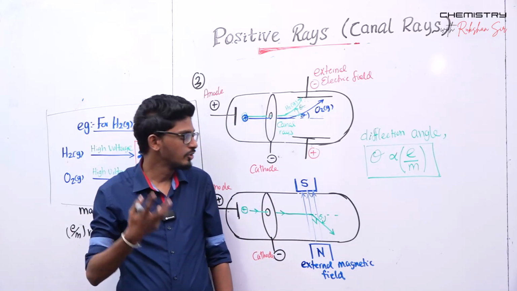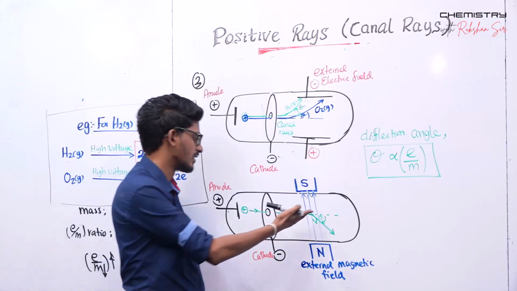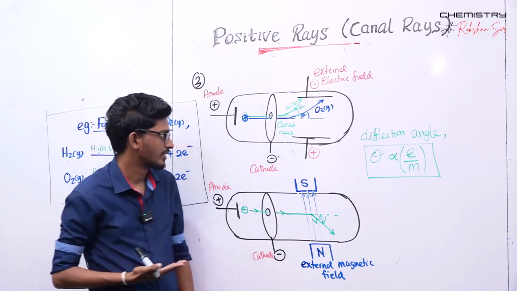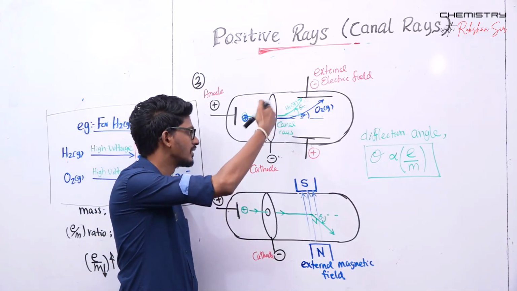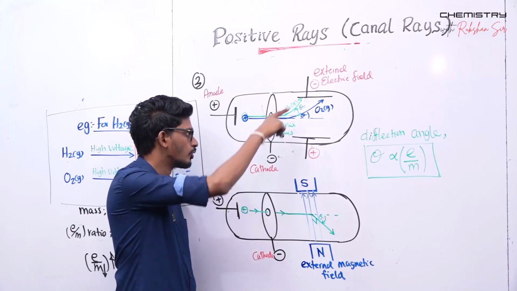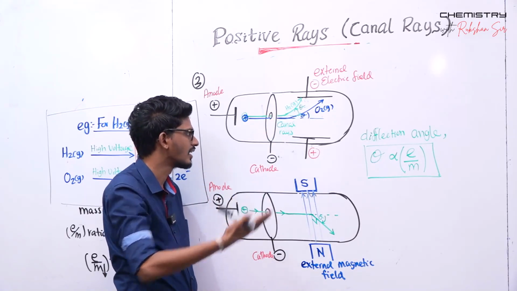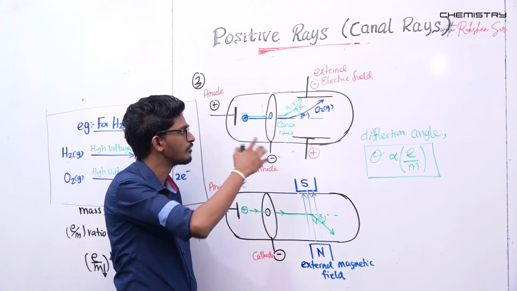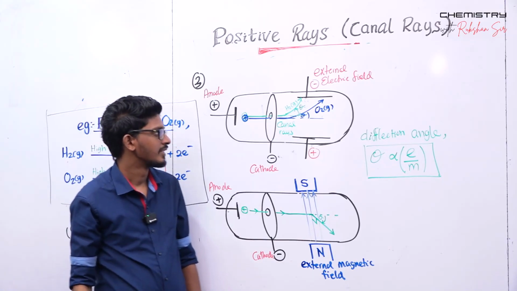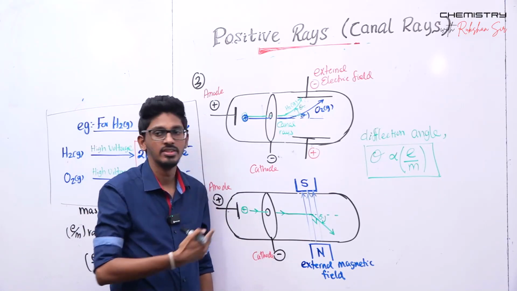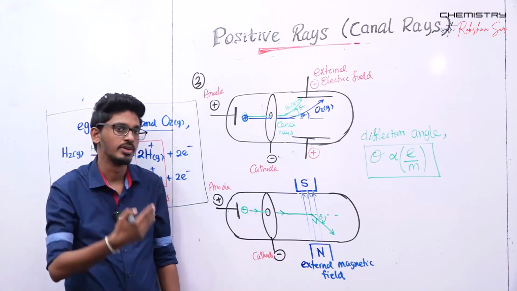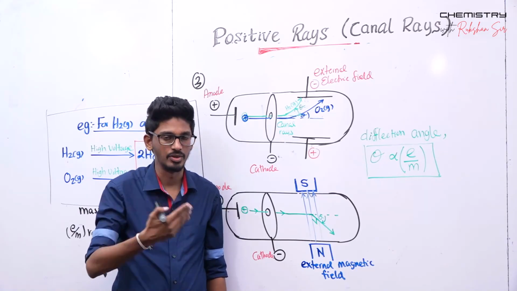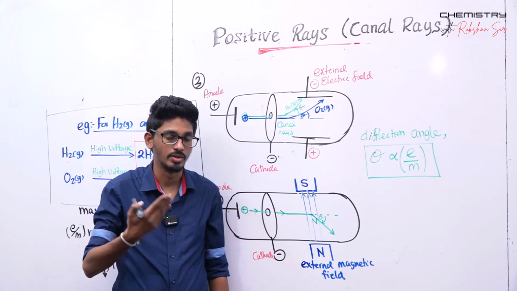With the use of these deviation angles, they carried out this experiment using different gases. They used H2 gas, O2 gas, helium, neon, argon, chlorine gas, bromine gas, various gases. With the various gases they calculated the deviation angles, which means the e/m values, the e/m ratios.